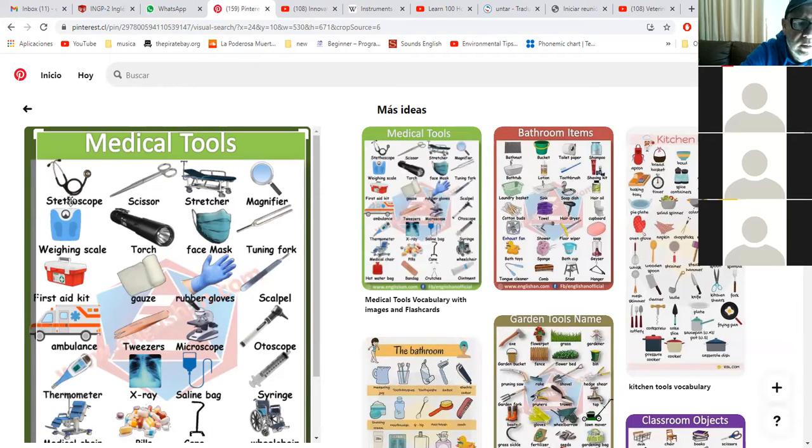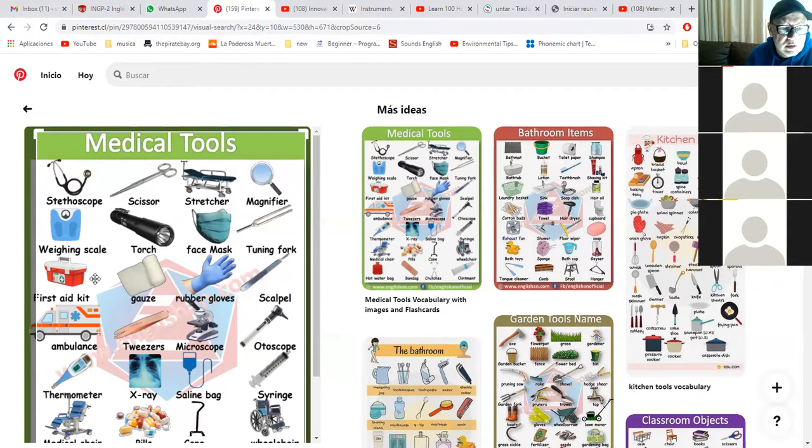Vamos. Stethoscope. Scissor or scissors is more common in plural. Stretcher. Magnifier. Weighing scale. Torch. Face mask. Tuning fork.